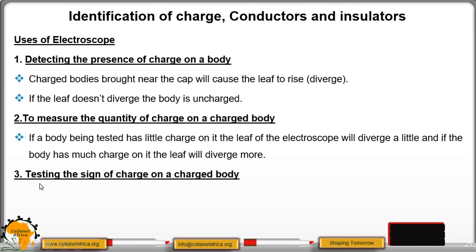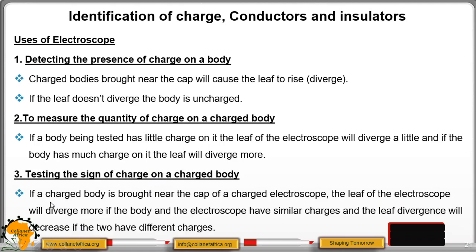Then number three, we have that the electroscope can be used to test the sign of charge on a charged body. In here, if a charged body is brought near the cup of a charged electroscope, the leaf of the electroscope will diverge more if the body and the electroscope have similar charges. This is because there will be a lot of repulsion.